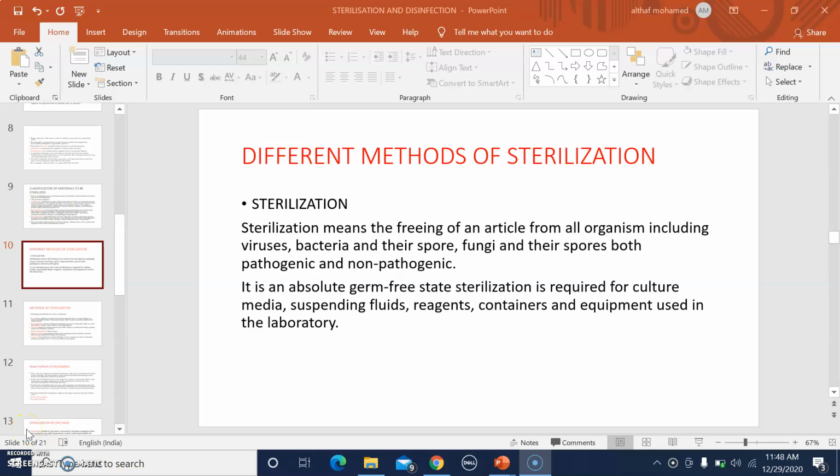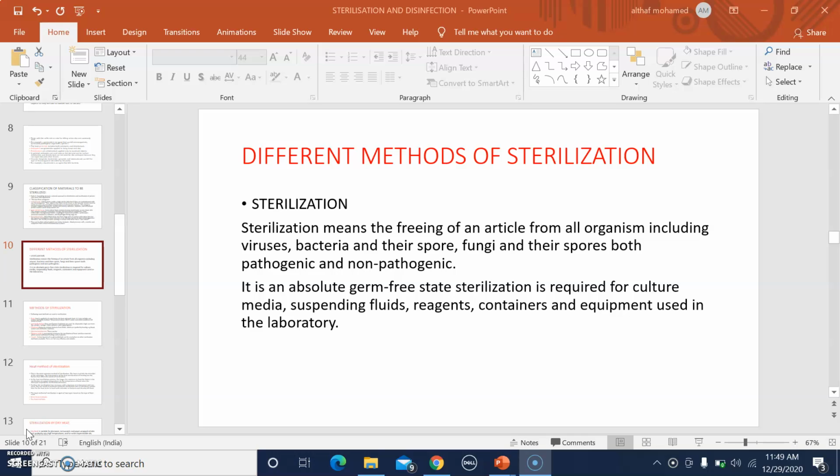Good morning all. So next we are going to discuss different methods of sterilization. Already in the last class we have discussed sterilization. That means the freeing of an article from all organisms including virus, bacteria and their spores, fungi and their spores, both pathogenic and non-pathogenic microorganisms.